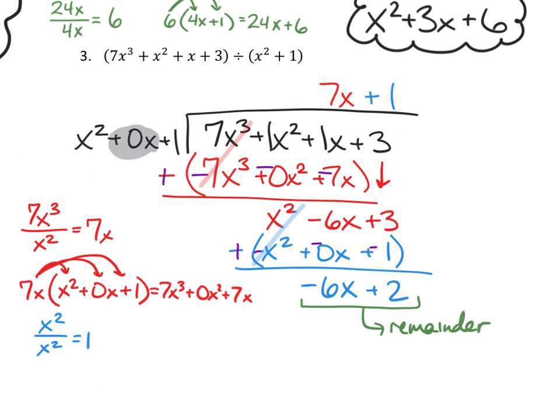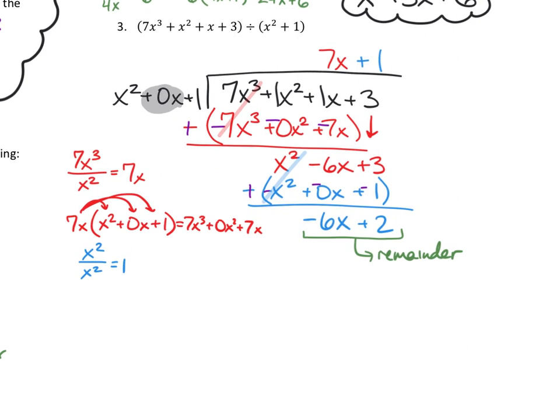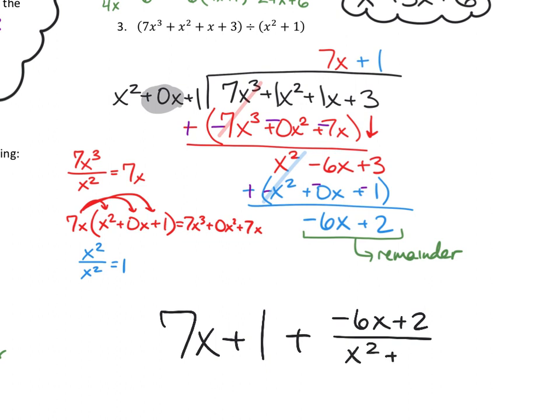Ew, what? It's a whole polynomial. That's okay. It doesn't just have to be a number necessarily. It can be a whole other plus minus situation happening. So if we wrote our quotient here, including the remainder, it would be the stuff from the top and the remainder divided by the divisor. My remainder was -6x plus 2, and my divisor is x squared plus 0x plus 1, which we can just write as x squared plus 1.